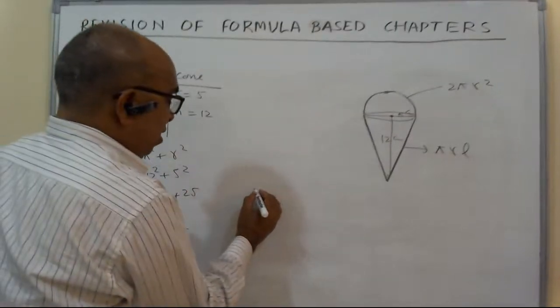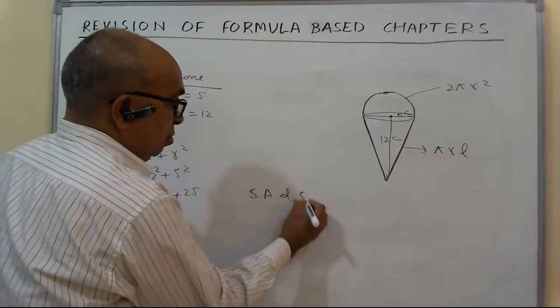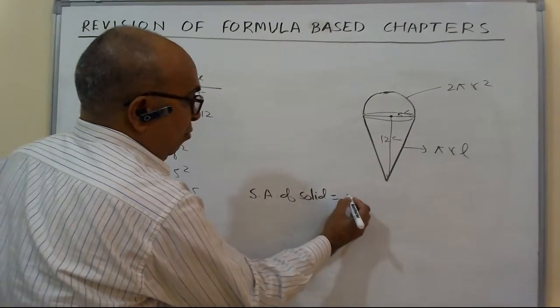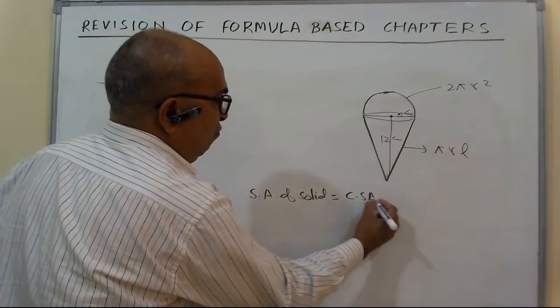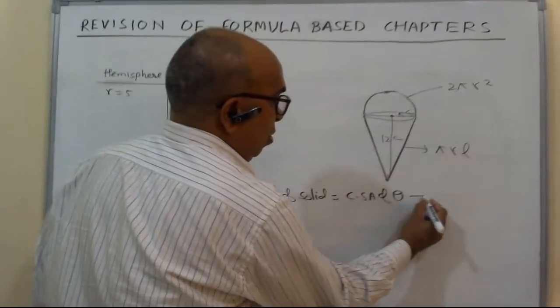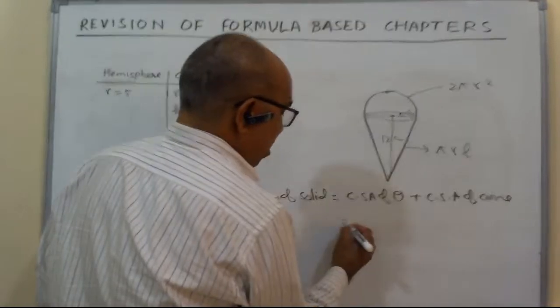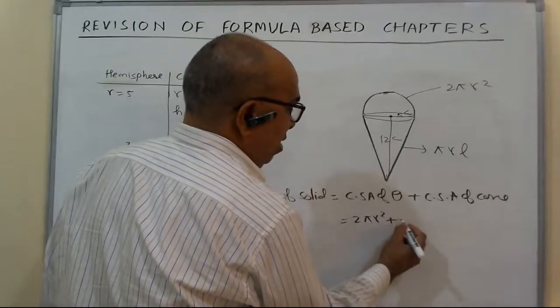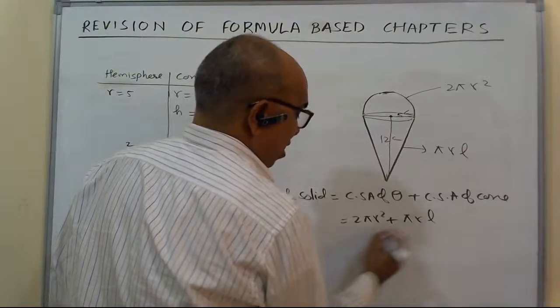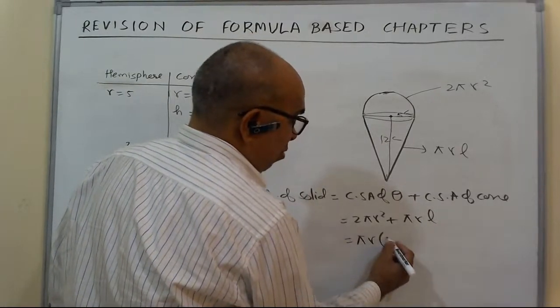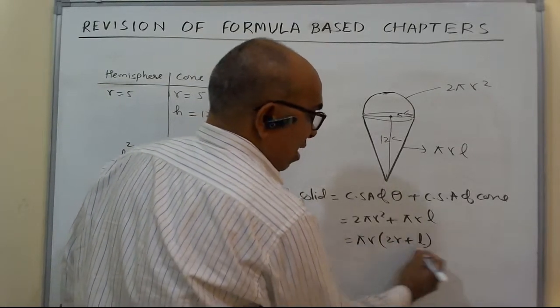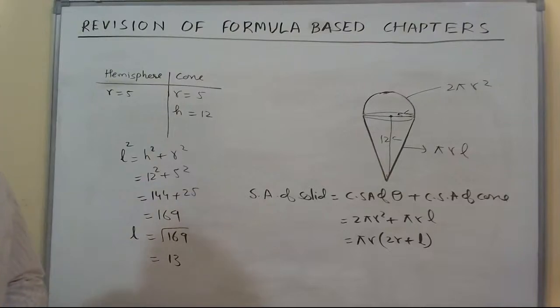And then the surface area of the solid equals CSA of hemisphere plus CSA of cone. Hemisphere is 2 pi r square and cone is pi r l. So pi r is common: pi r into (2r plus l). Just substitute the values, you will get this answer.